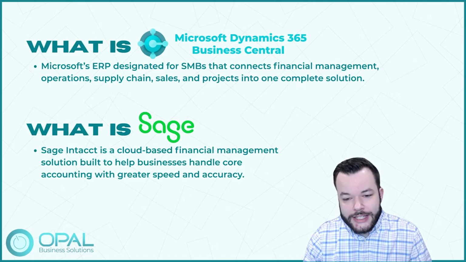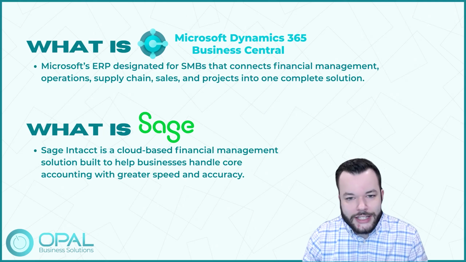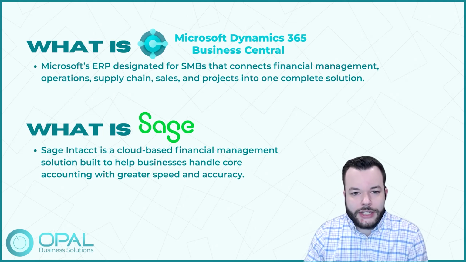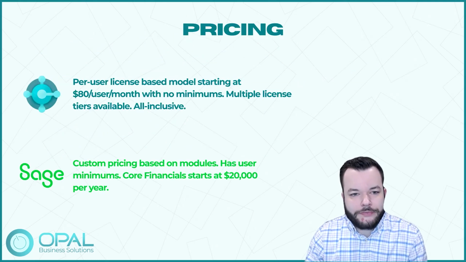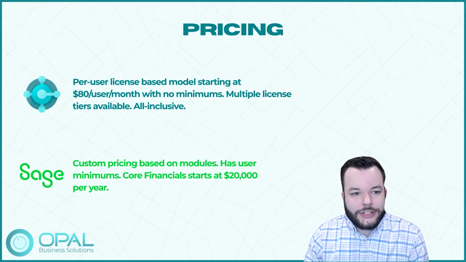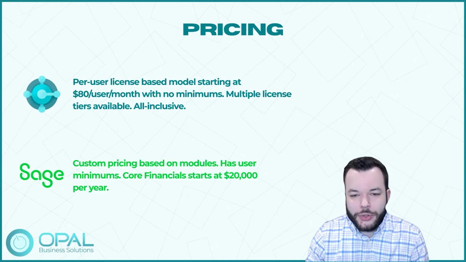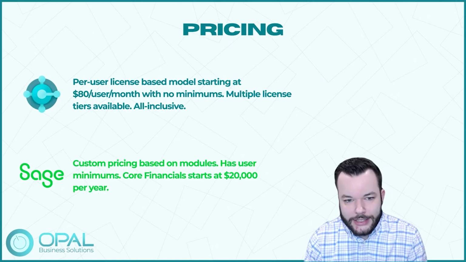So to compare and contrast these, let's take a look at a few different areas and see how they differ. First, let's take a look at pricing. Business Central uses a per user license-based model starting at $80 per user per month with no minimums. That is a full user being able to post and see anything in the system.